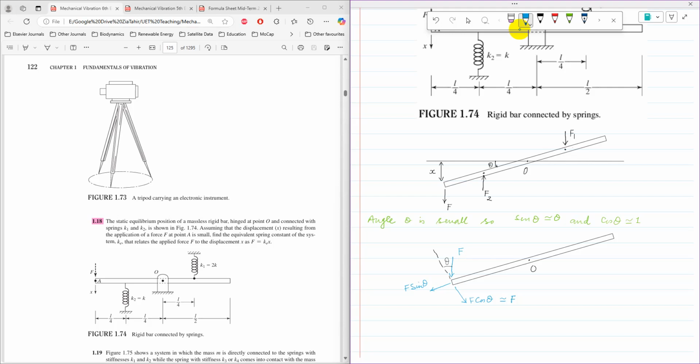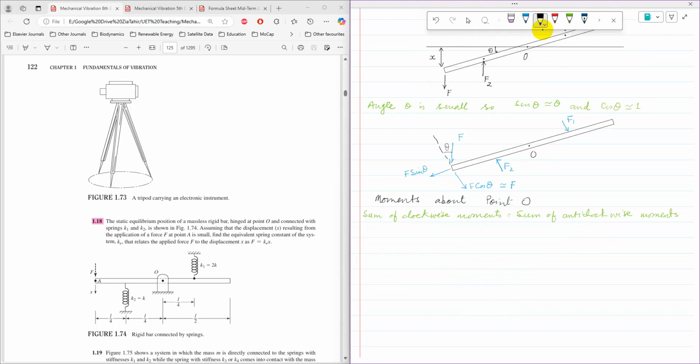And similarly for F2, we will consider its component perpendicular to the rod, using the same assumption, and here is F1. So these are the forces, and we will use laws of static equilibrium to solve this problem. Now, applying laws of static equilibrium, that is, the sum of all moments about a point is zero.